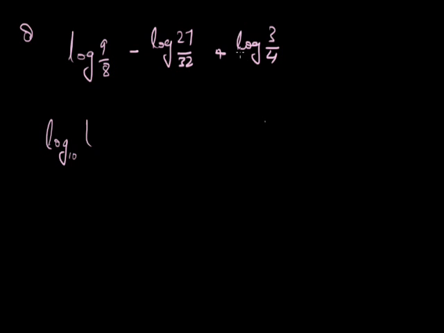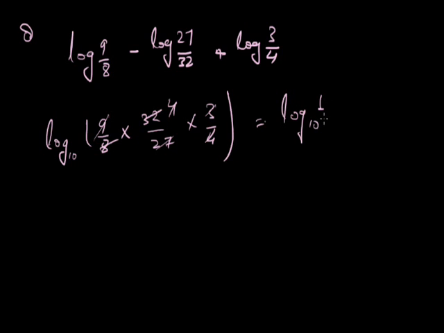Then for subtraction and addition: whatever the quantity in subtraction, we divide, so 27 upon 32 becomes 32 upon 27, and those in addition get multiplied, using the log mn equal to log m plus log n property. We have done this. 8 4s are 32, 4 and 4 cancel out, 3 9s are 27 and 27 cancel out. We get the value log 10. Log 1 to any base is the value here, right?